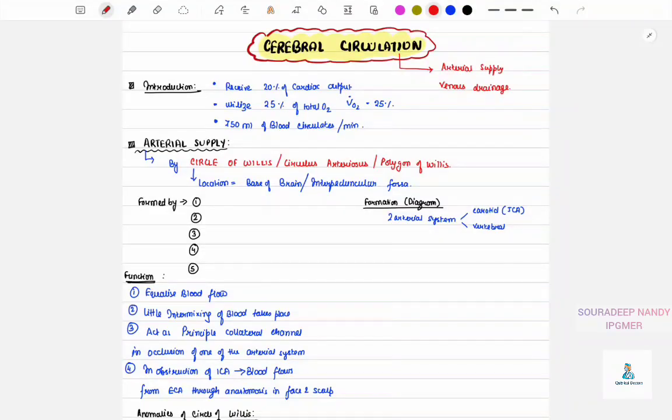About the cerebral circulation. So the cerebral circulation includes both arterial supply and venous drainage. Venous drainage will be discussed along with the dural venous sinus topic in head and neck. Now a small introduction regarding cerebral circulation. So the cerebral circulation receives 20% of cardiac output and it utilizes 25% of total oxygen, that is the oxygen demand is 25%, and 750 ml of blood circulates per minute.